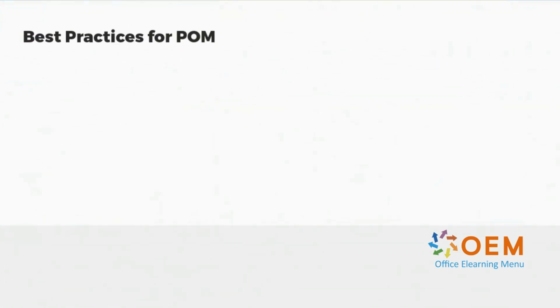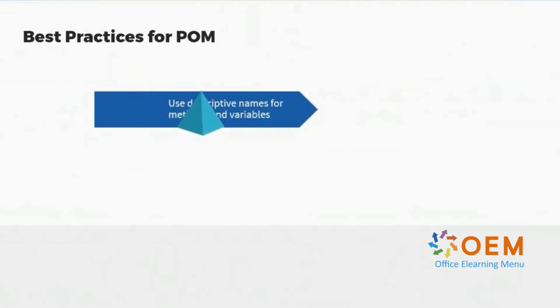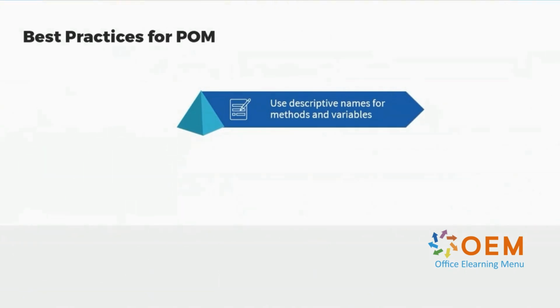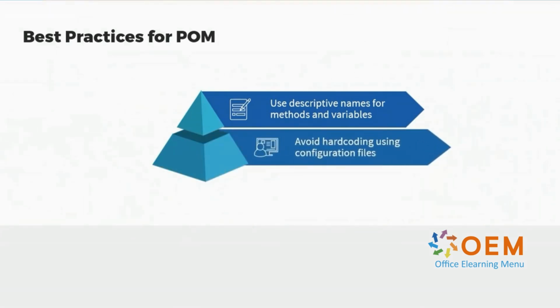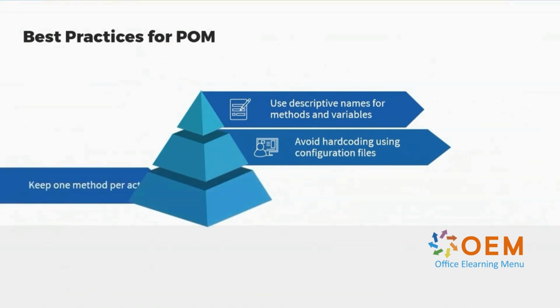To fully understand how you can use the page object model in your project, it is a great idea to cover the best practices that should be followed in order to benefit from this technology fully. Initially, we have to use descriptive names for methods and variables. This will enable our team to improve the readability of our code and test cases. In addition, we have to avoid hard coding by using configuration files. This can be done by simply storing configuration data in separate files to keep our code clean and maintainable.